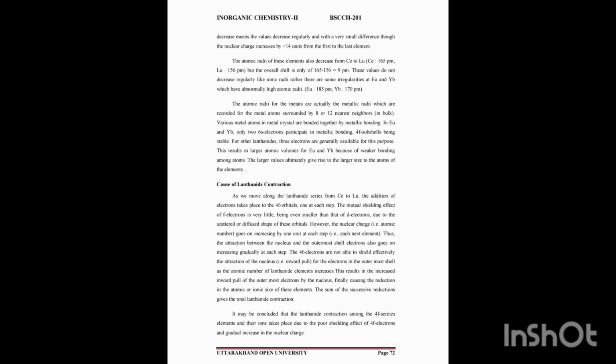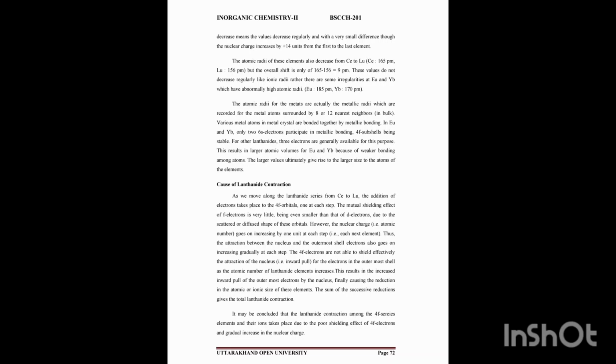Cause of lanthanide contraction. As we move along the lanthanide series, from Ce to Lu, the addition of electrons takes place in the 4f orbital, one at each step. The mutual shielding effect of f electrons is very little, being even smaller than that of the d block, due to the scattered or diffuse shape of these orbitals. However, the nuclear charge goes on increasing by 1 unit at each step. Thus, the attraction between the nucleus and the outermost shell electrons also goes on increasing gradually at each step.